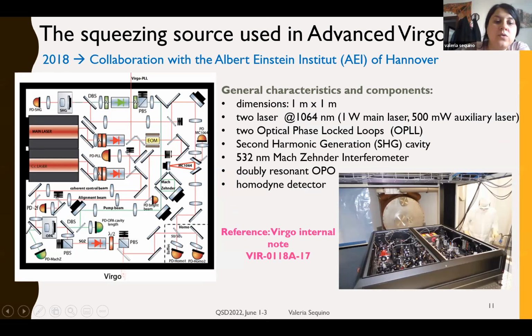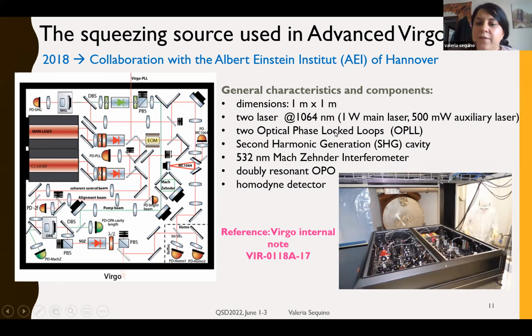In particular, I will not go too much in details, but I will just show some components of this squeezed-light source. The general characteristics are that this is built on a board of 1 meter by 1 meter. There are 2 lasers, one at the wavelength of 1064 nanometers, that is the wavelength at which the present gravitational wave detectors work. The first laser has a power of 1 watt, and the other laser, that is an auxiliary laser, a power of 500 milliwatts.